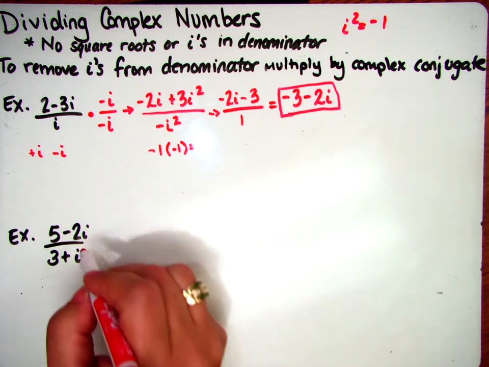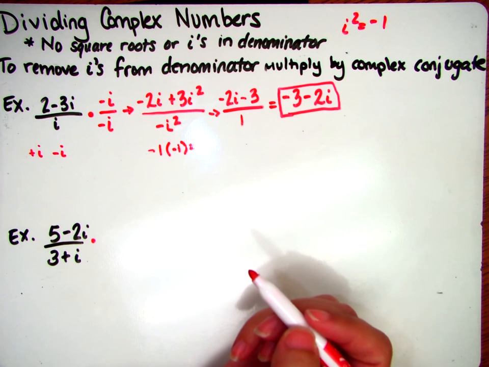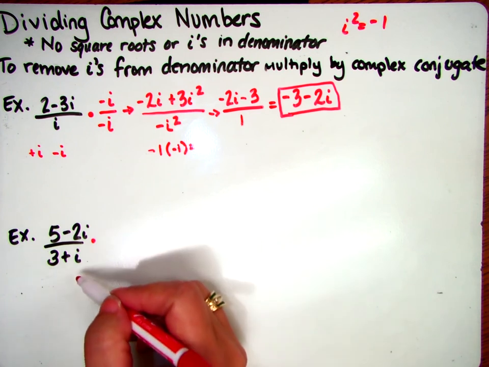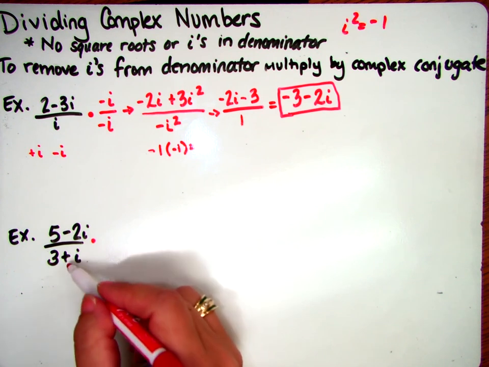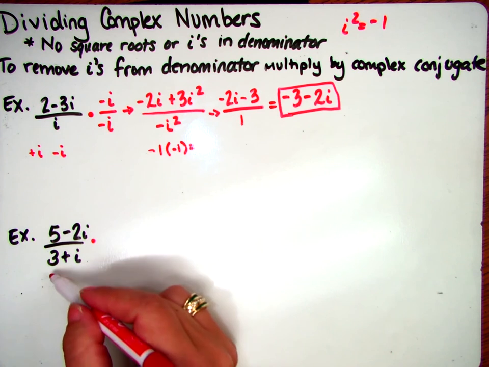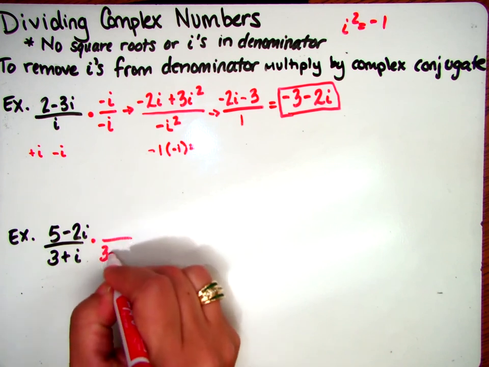Okay, the next one is a little more difficult. You're looking at your denominator and asking, what is my conjugate? You can't tell me the conjugate until it's in a plus bi form. It is in a plus bi form, so the conjugate of 3 plus i would be 3 minus i.